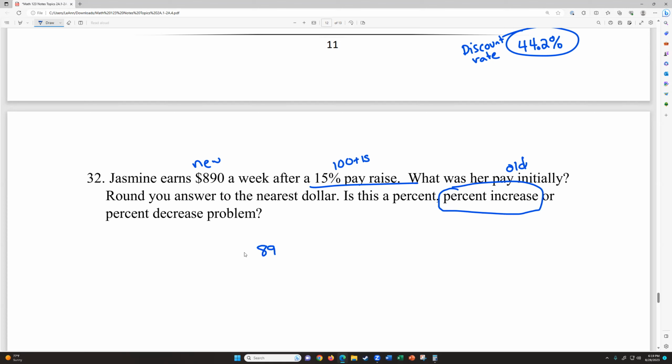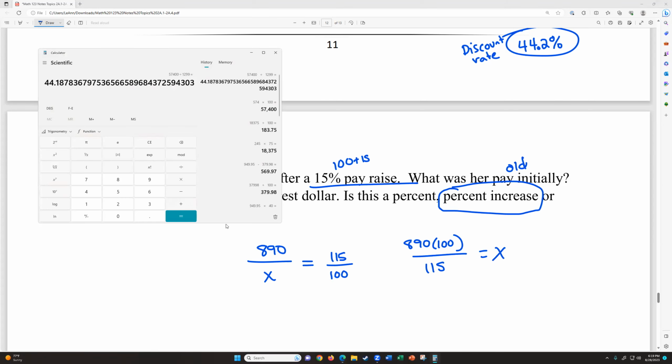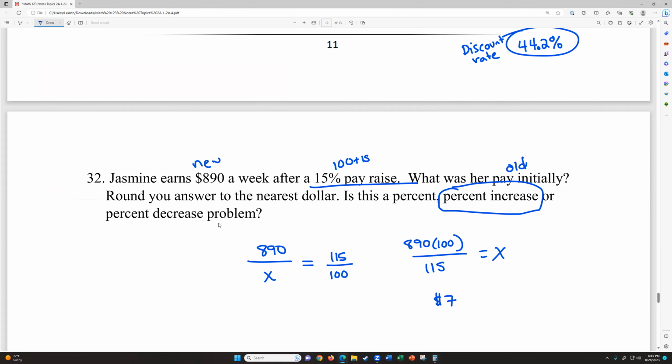So the new is $890. New goes on top. Original was her original old pay. We don't know that, so that's the bottom. And then we have 115% over 100. And we're going to cross multiply here. So this is 890 times 100 divided by the 115. And let's see what we get. Rounded to the nearest dollar, this is going to be the 0.9. We'll round that up to 774. So her old pay at this job was $774 a week. And after her 15% raise, now she's making that $890 a week.